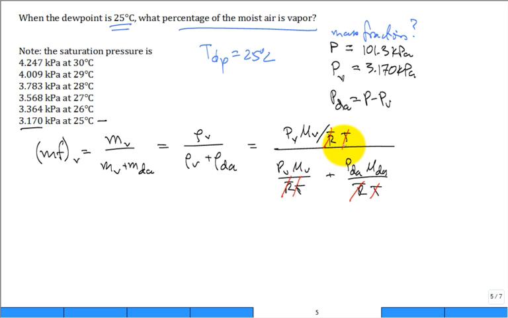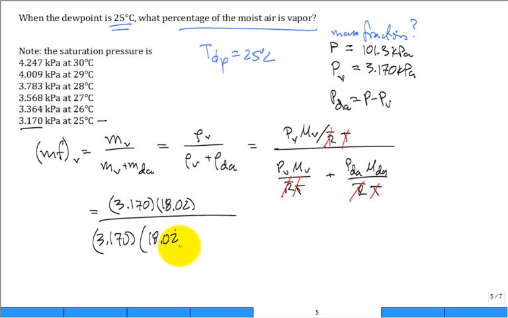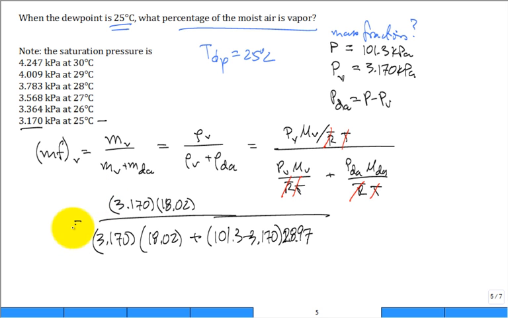And now it's a lot easier. So we can stick in 3.170 times the molar mass of vapor, 18.02, divided by 3.170 times 18.02. And then I'm going to put 101.3 minus 3.170 times 28.97. And that will give me the mass fraction. If you run that, it'll come in right around 2%. So moist air can hold quite a bit of water vapor.